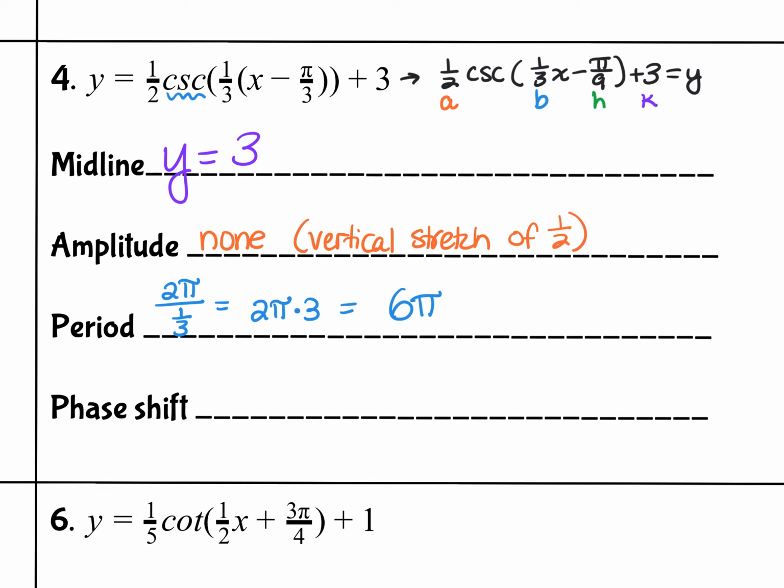And then finally our phase shift. I'm going to set 1/3 x minus pi over 9 equal to 0, and I'm going to solve for x. So I'll get 1/3 x if I add pi over 9 to both sides. And then either divide by 1/3 or multiply by 3. Either way, you're going to get x equals pi over 3. Now, the shift will be to the right because that's positive. So right pi over 3 units.